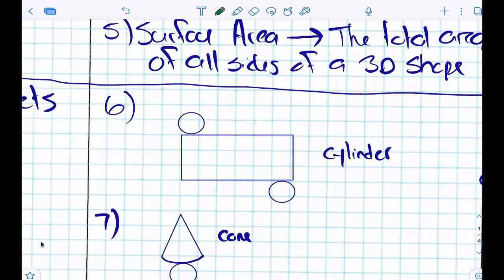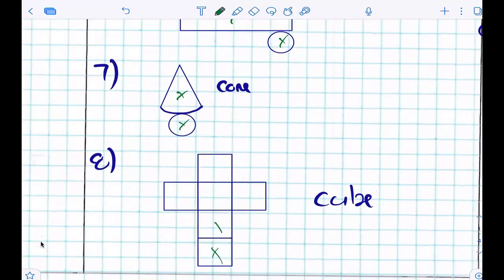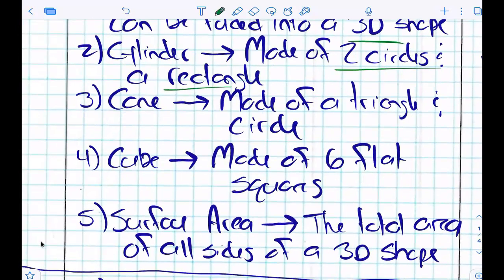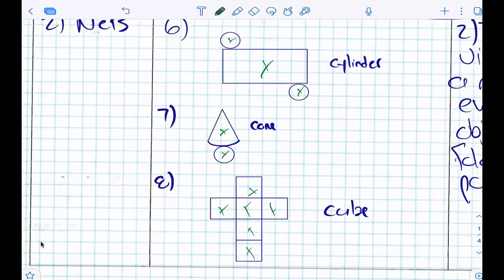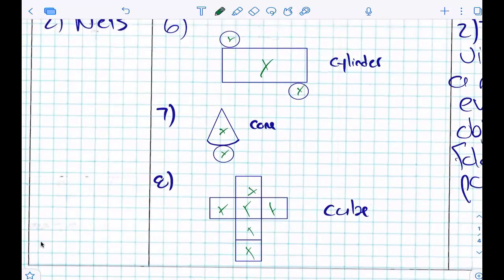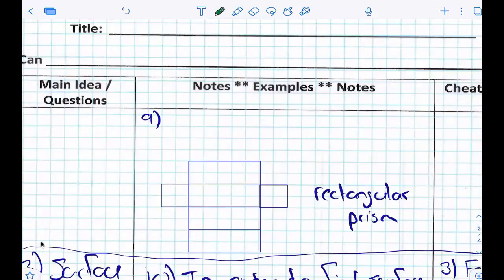It's cylinder. We have 1 rectangle and 2 circles, right? Cone, we have 1 triangle and 1 circle, right? Cube, we have 6 what? Flat squares. Okay, sweet. So really we have definitions and pictures of all of them, right? And these are the nets. These are the nets of those shapes. They're the flattened version of what the shape could be before we fold it into a 3D, yes? Okay. And then the last thing is surface area, which we're going to go down and talk about right now.